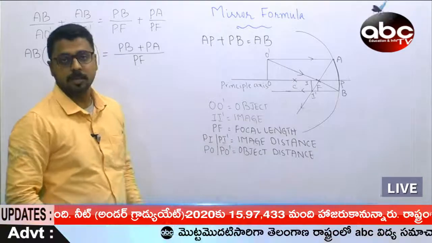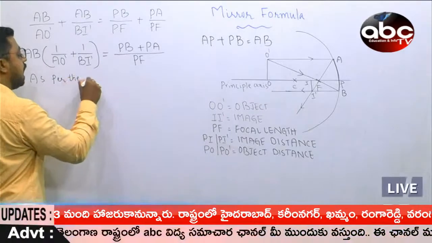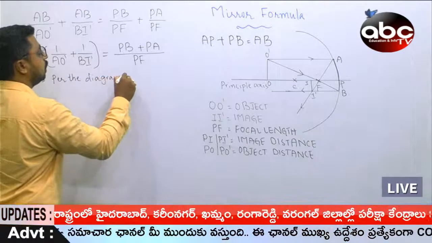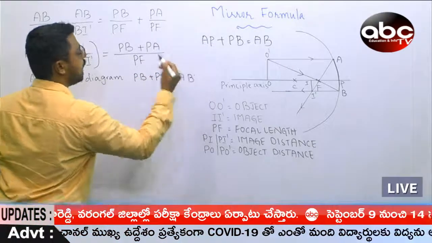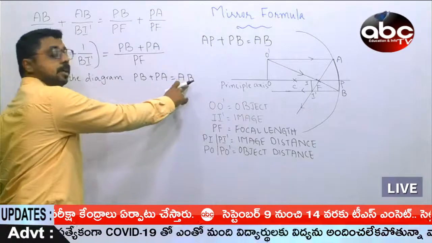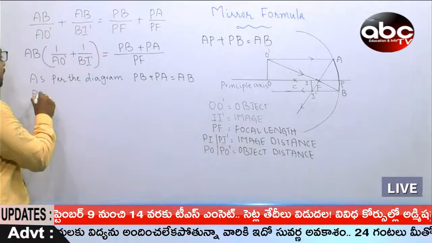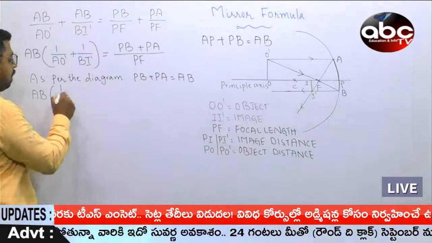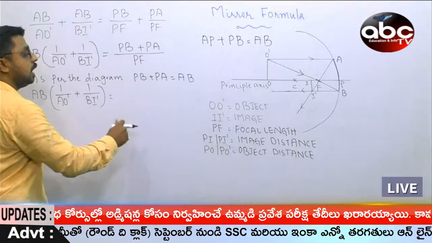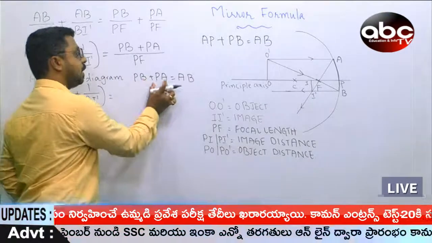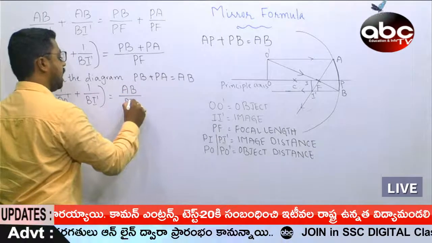I can derive this. As per the diagram, PB plus PA is equal to AB. Therefore, I can substitute this AB in this place. That is AB into 1 by AO dash plus 1 by BI dash is equal to, just now we have framed this, PB plus PA is equal to AB, that is AB by PF.